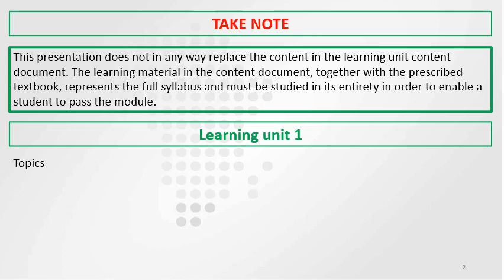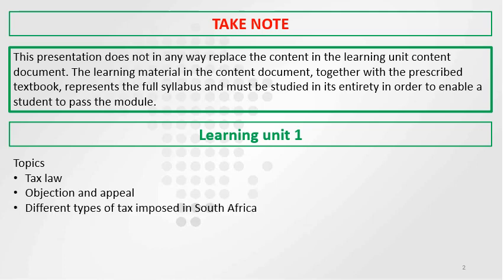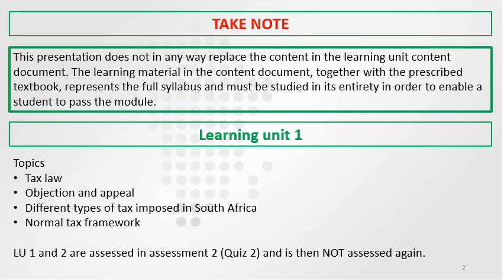We will be covering the topics in Learning Unit 1, and these topics are tax law, objection and appeal, the different types of tax imposed in South Africa, and we will also have a quick look at the normal tax framework. Learning Units 1 and 2 are only assessed in Assessment 2, that is Quiz 2. It is not assessed further on in the semester again.